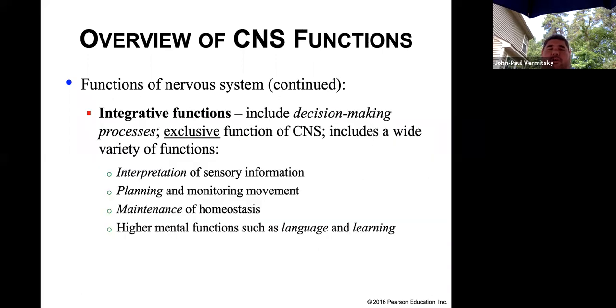The third function is what we call integrative functions, and this is included in the decision-making process. This function is exclusive to the central nervous system, and this includes a variety of functions, such as interpretation of sensory information, the ability to plan and monitor movements, maintenance of homeostasis, both consciously and subconsciously, as well as all higher mental functions such as language, learning, cognition, memory, everything under those aspects.